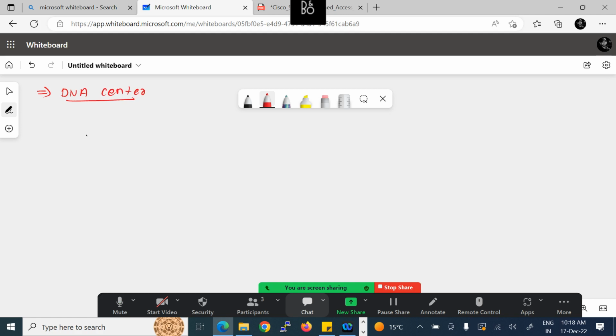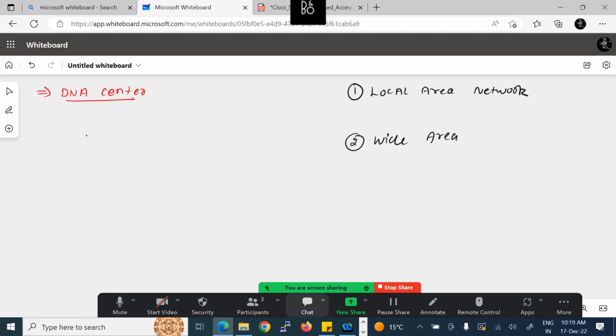All right. So guys, mainly we have three types of network we talk about. We have the local area network, we have the wide area network, and we have the data center network. Mainly, you guys might be thinking, what about campus area network?